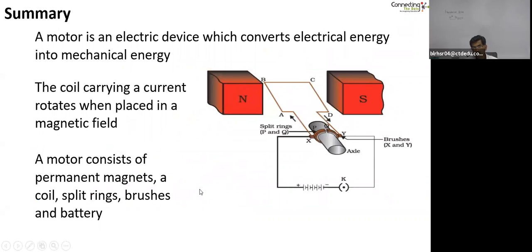So what we've done today in this lecture is talk about electric motors, how they work, the principle by which we can understand the operation of the motor, determine the direction in which it's going to rotate using Fleming's left-hand rule. I built several simple motors for you to illustrate the concept, and we spoke about the numerous applications of motors in our lives.